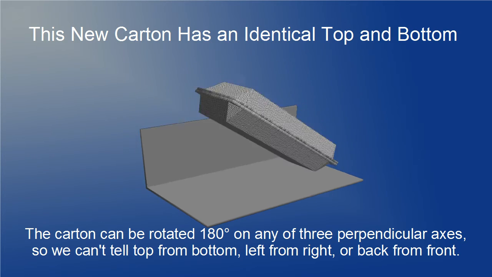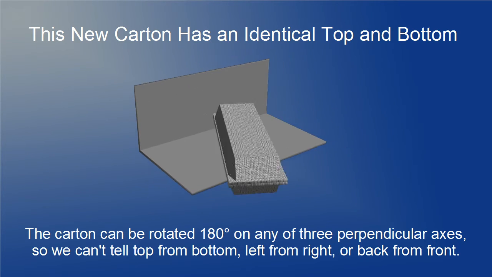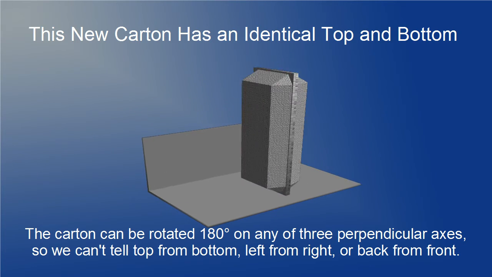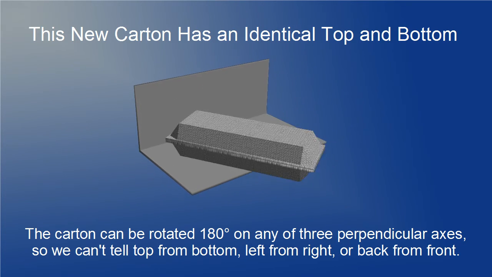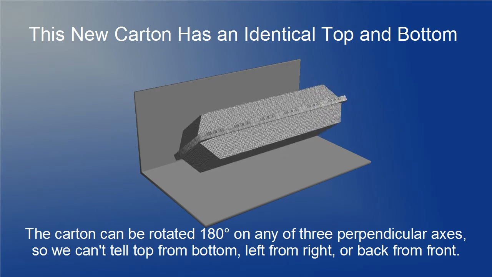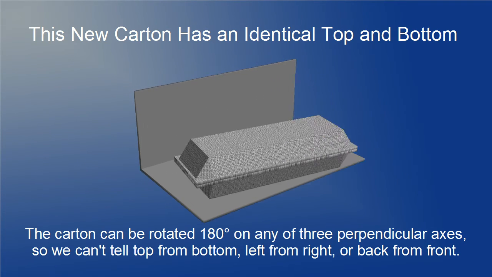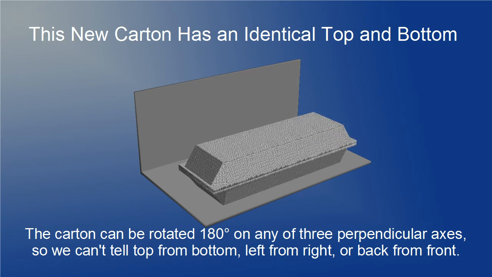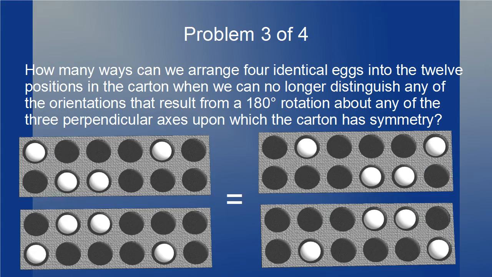I'm going to make the top and bottom identical and both capable of holding an egg in one of the 12 positions, top and bottom each having a cavity which together enclose the egg. So now we can rotate 180 degrees along any of the X, Y, or Z axes. And now when the container comes and goes in and out of the fridge, we have no idea if it was spun around left, right, turned upside down, over and over, etc. And we'll have to treat any of the egg arrangements that result from the various orientations of the egg container as identical. So question number 3 is, how many ways can we arrange 4 identical eggs into the container of 12 when we can no longer distinguish any of the orientations that result from a 180-degree rotation about any of the 3 perpendicular axes upon which the container has symmetry?